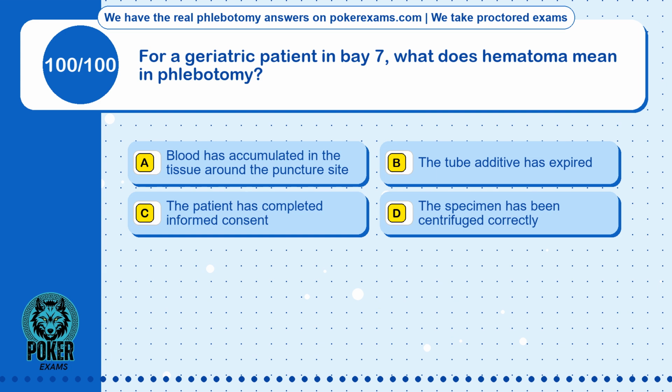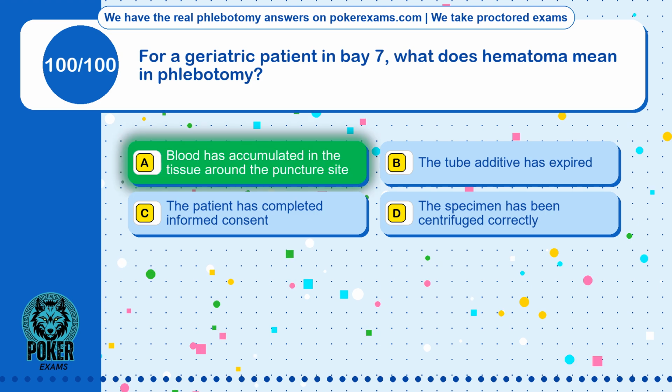Question 100. For a geriatric patient in Bay 7, what does hematoma mean in phlebotomy? Option A, blood has accumulated in the tissue around the puncture site. Option B. The tube additive has expired. Option C. The patient has completed informed consent. Option D. The specimen has been centrifuged correctly.